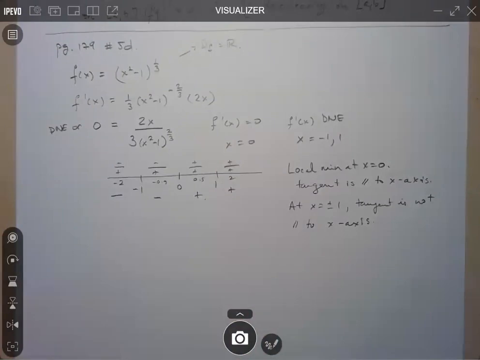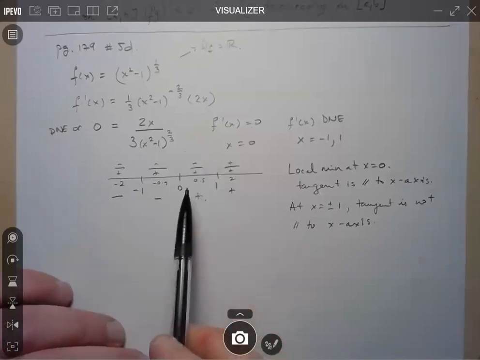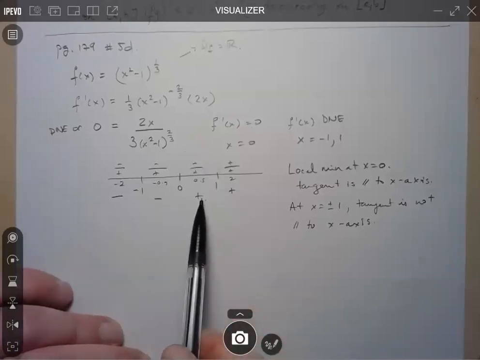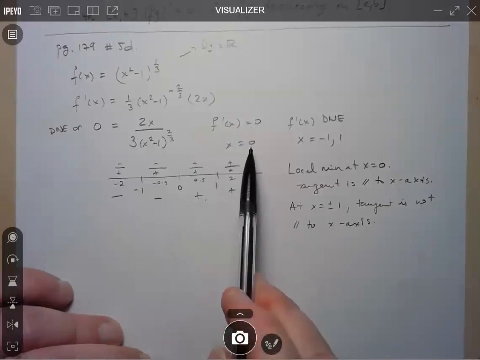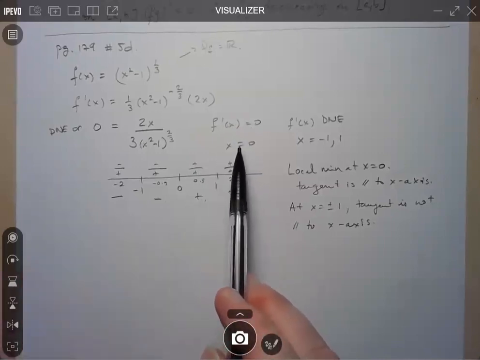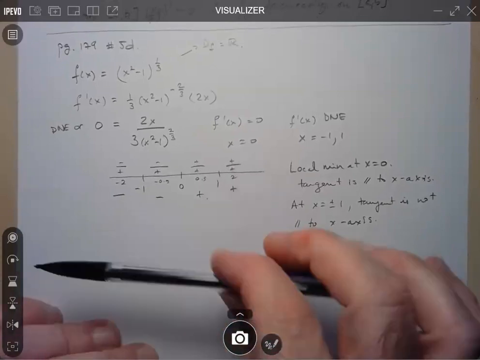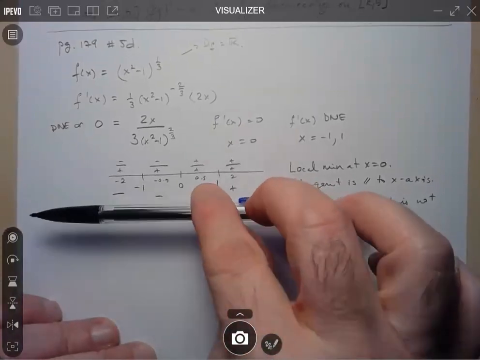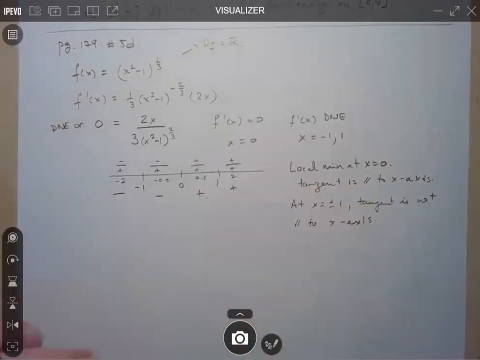Yeah, Samantha. Wait, so at the local minimum, it's parallel to the x-axis? Yes, because at 0, where we have this local minimum, the derivative is equal to 0. And of course, what does the derivative being 0 mean? It means that the slope of the tangent is 0, hence it's a horizontal line. Okay, I get it.